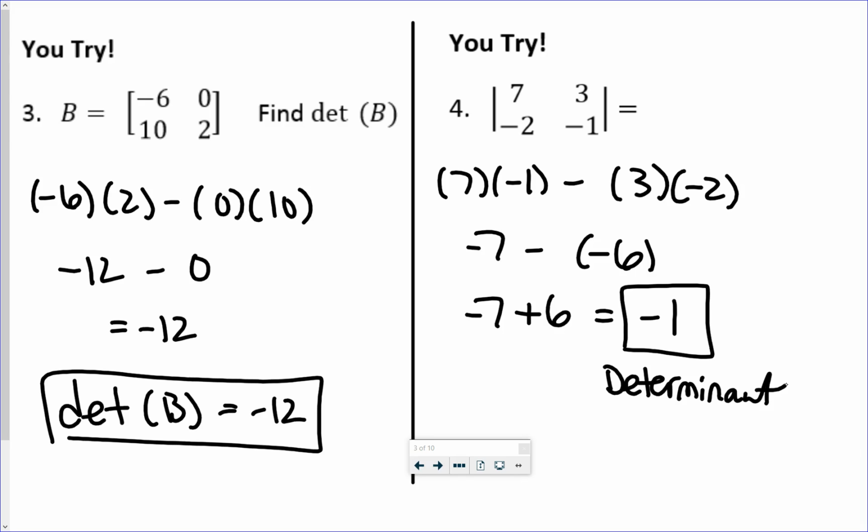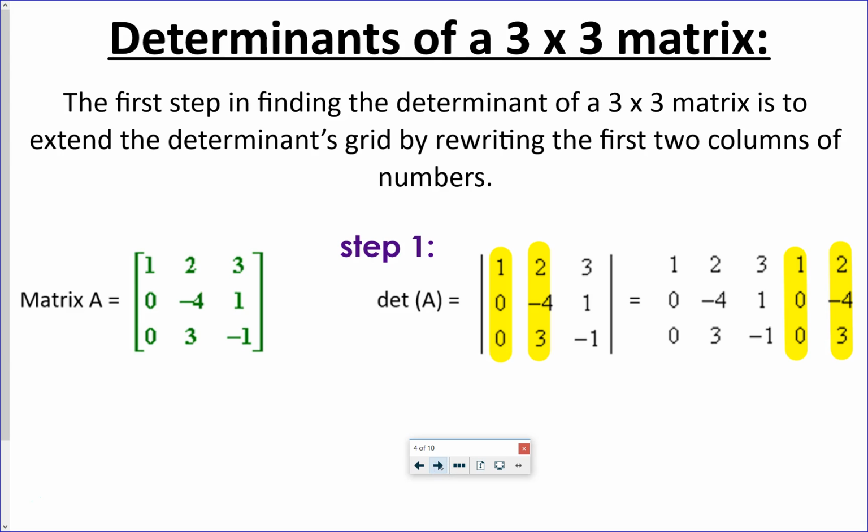All right. Here we go. Looking at a 3x3, guys. Listen. The bottom half of your front page is an example of how to do a 3x3. There are lots of steps. So follow with me. Guys, it's all connected this week, so pay attention. The first thing you have to do is extend the matrix by repeating the first 2 columns. So to find the determinant of a 3x3, you rewrite the matrix and then repeat the first 2 columns. So the first 2 columns show up again at the end.